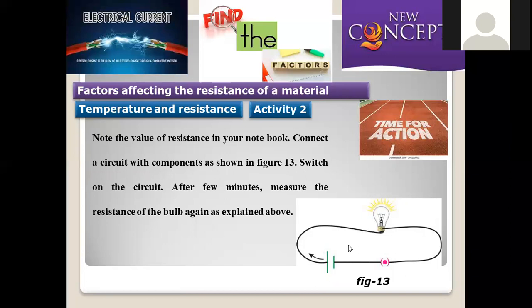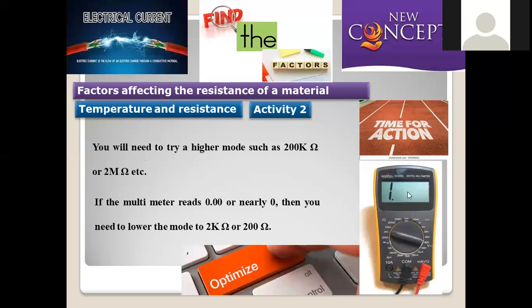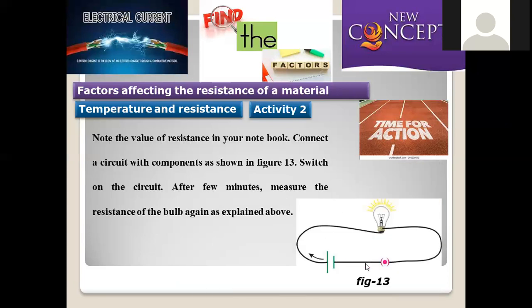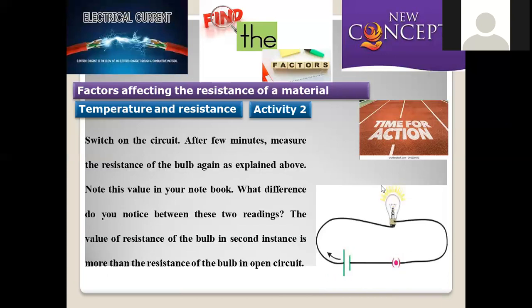Connect the circuit with the components as shown in the figure. We are taking a battery. Here, a key was taken to start and stop, and illumination was provided by the electrical bulb with the filament. And here, conducting material connects all the things to make the circuit. Switch on the circuit. After a few minutes, measure the resistance of the bulb again as explained above. We are supposed to measure its resistance, so it should be connected with the multimeter so that it will display its resistance on this multimeter. This entire circuit resistance is going to be monitored.